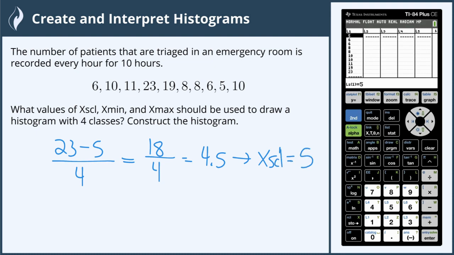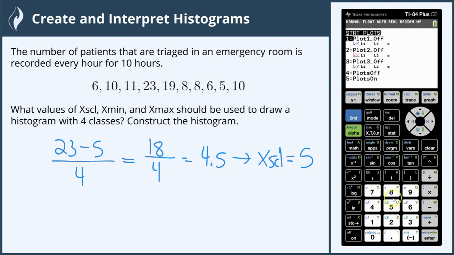So let's go ahead into our calculators again, and we'll click second, stat plot. And we'll go ahead and turn our histogram on by turning on plot 1 and on. We'll go over to our histogram. We see we have list 1 and frequency, which is great. And then our window, we already know our X scale should be 5.